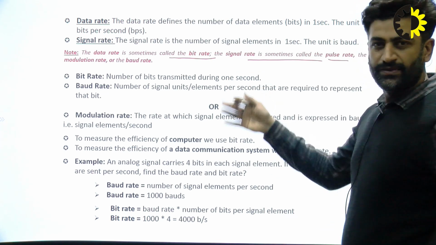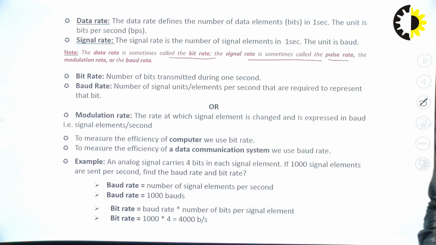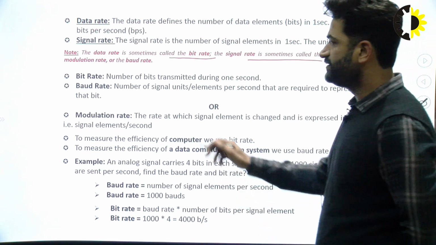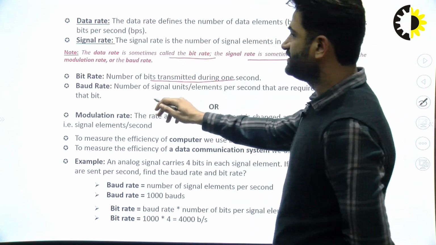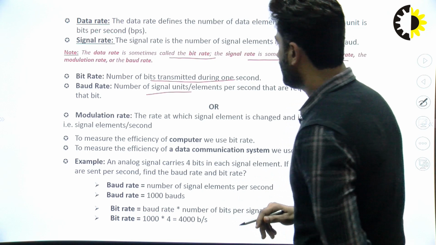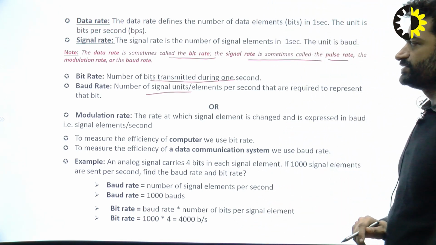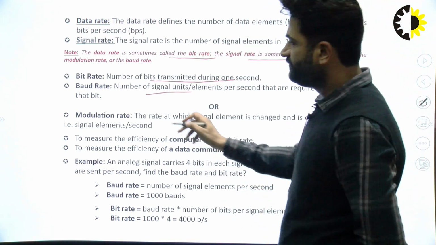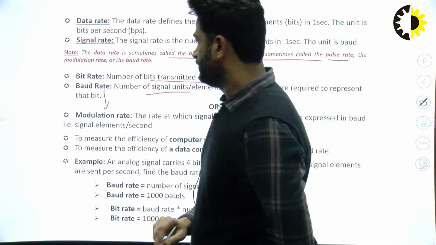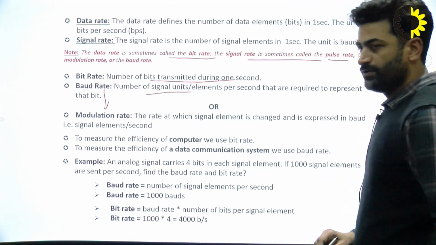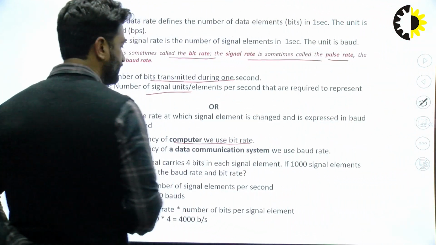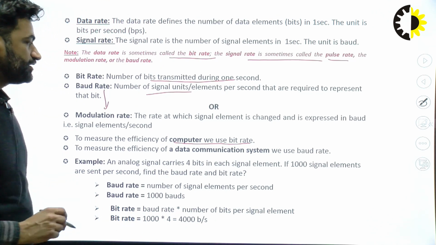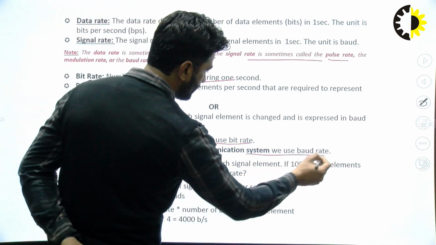We do the comparison of different digital modulation schemes based on this data rate and signal rate. Bit rate is the number of bits transmitted during 1 second. Baud rate is the same as the signal rate, the number of signal elements per second required to represent that bit. We can also call baud rate the modulation rate. In terms of computers, to measure the efficiency of a computer we use bit rate, and to measure the efficiency of a data communication system we use baud rate.